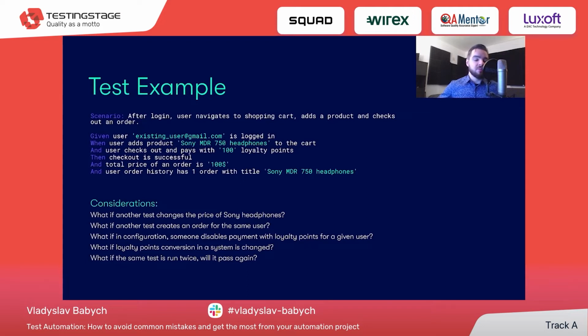And what if the loyalty points conversion in the system is changed? Or, in the simplest case, what if we run the same test twice? Will it pass again? It will not. If we don't do any cleanup, the test will not pass because we may not have a sufficient balance of loyalty points, or we may have a different order history, etc. So on one very simple test case, we see that there are a huge number of ways it can go wrong if we're not considering test isolation.